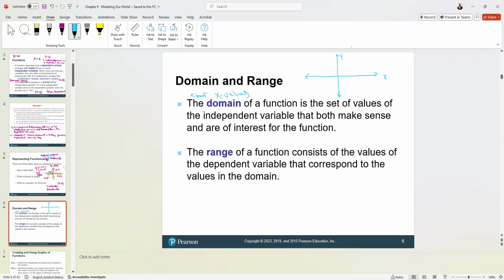The domain of a function is the set of values of the independent variables. I don't want to call only independent variables x, of course, because we might draw that XY plane and we don't call it XY. Maybe it would be T and something. But here we would consider x as our independent variable. So the domain of a function is the set of values for the independent variable that both make sense and are of interest of a function.